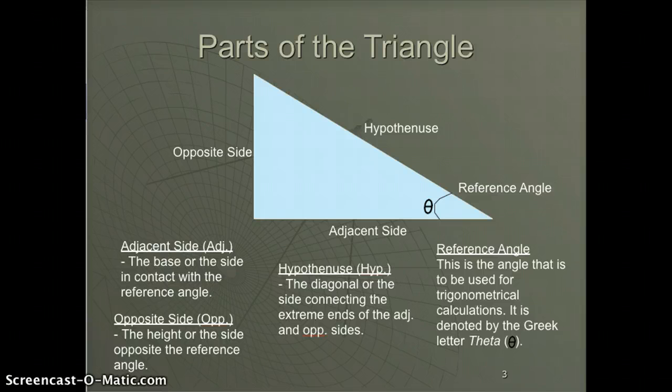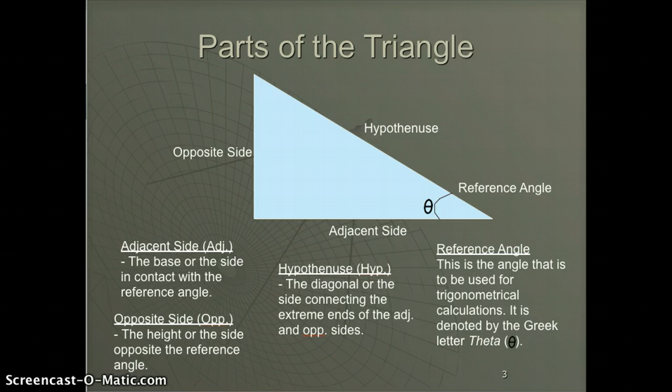Firstly, we have the adjacent side. It is called as such as it is adjacent or in contact with the reference angle. In a right-angled triangle, it is also known as the base. Secondly, we have the opposite side. It is also called as such as it is the side opposite the reference angle. It is also known as the height of the triangle.